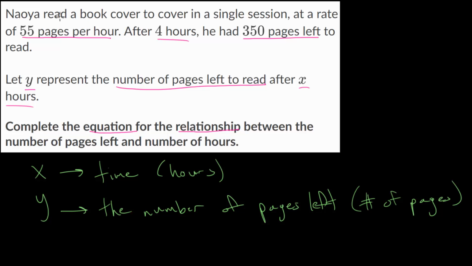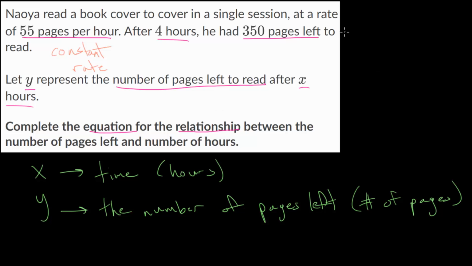To do that, we need to go back to the information they've given us. We're told that he can read a book cover to cover in a single session at a rate of 55 pages per hour. And this is going to be a linear relationship because this rate is fixed. This is a constant. We can say rate here, which is the hallmark of a linear equation.